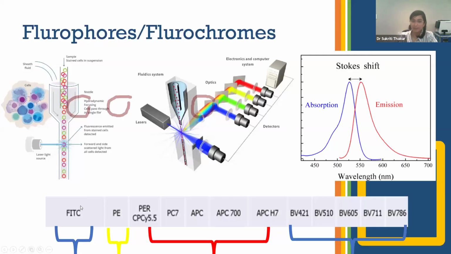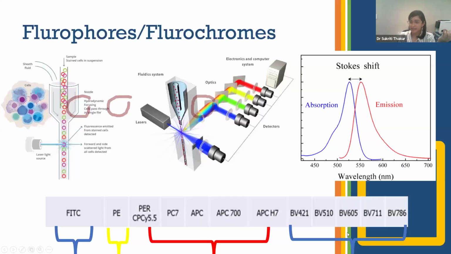So for example, FITC is one of the fluorochromes which will get excited by the blue laser, which has a wavelength of, for example, 488 nanometer. Then we have another fluorochrome, for example PE, which will be excited by the yellow-green laser. Again, we have the red laser, which will excite PerCP 5.5, PC7, APC, etc.